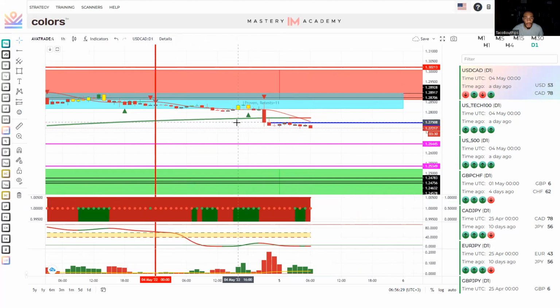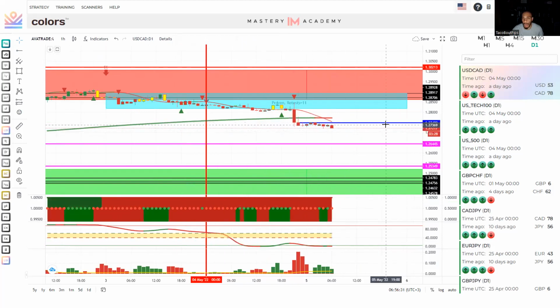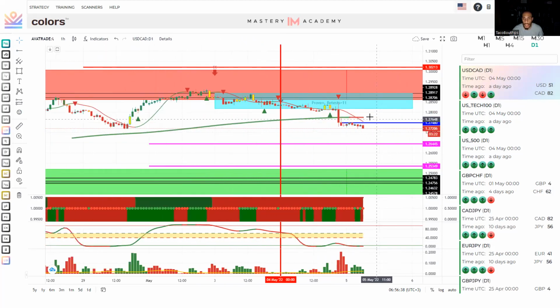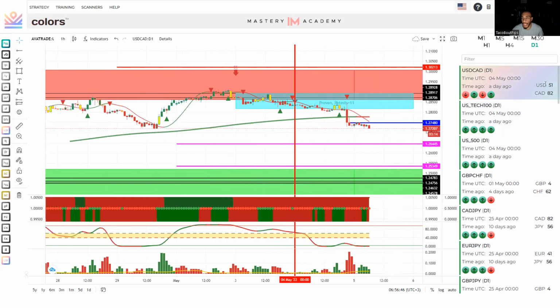So that would be a great entry right there. Roughly, if you would have taken that, you'd be about 28 pips in profit right now, and it's still moving. And you see our supreme trend line changed colors to red as well, letting us know that our swing trade is activated. Even if you look over here at our currency strength, the US dollar is weaker than the Canadian dollar, indicating that there is a lot of selling momentum.